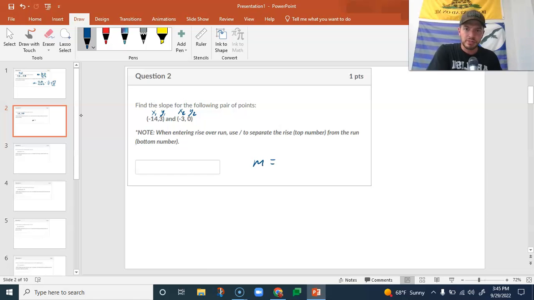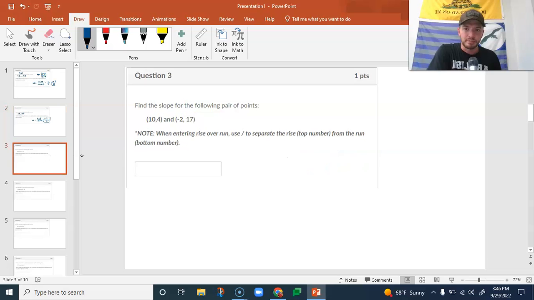Okay, so m equals, again, y2 minus y1, so 0 minus 3 over x2 is negative 3 minus negative 14. Okay, so 0 minus 3 is negative 3. And then negative 3 minus negative 14, again, that becomes plus a positive here. So negative 3 plus 14 is 11. And there you go.